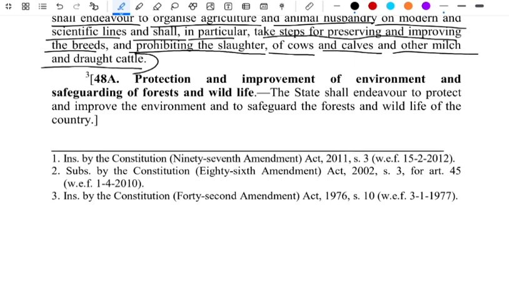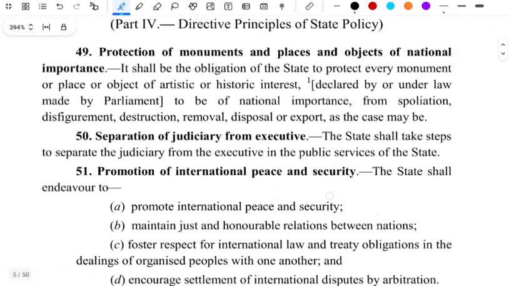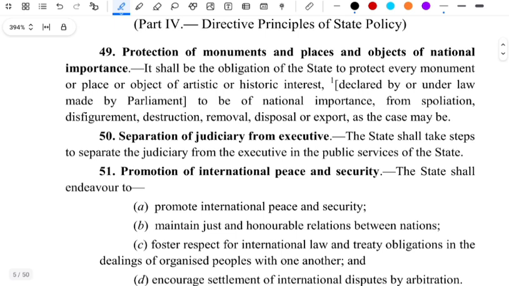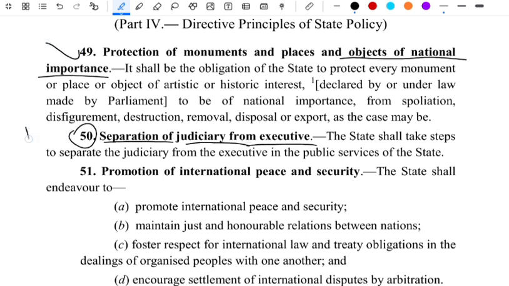Next is article 48A, which says the protection and improvement of environment and safeguarding of forests and wildlife. This is also mentioned in fundamental duties, as well as in fundamental rights and DPSP. So you have to remember this. Next is article 49, the protection of monuments and places and objects of national importance. Article 50 says separation of judiciary from executive, that is a PYQ.